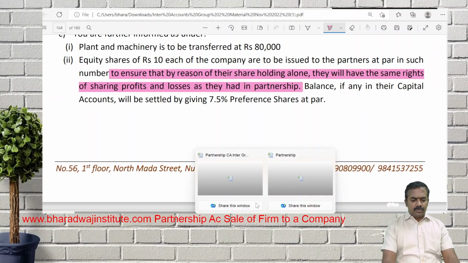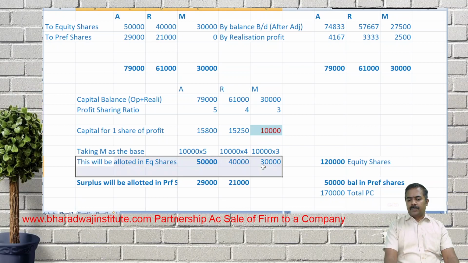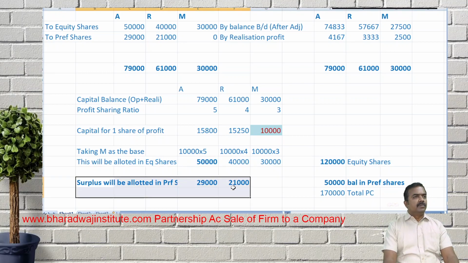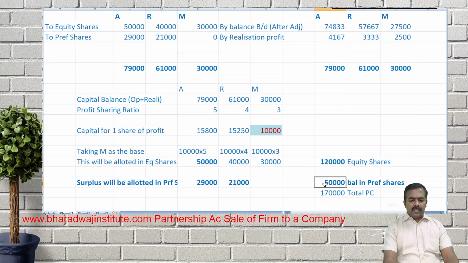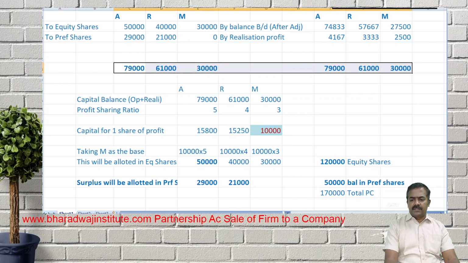We do not know. So, like the piecemeal distribution method we discussed, where we work out capital for one share of profit, taking the lowest as a base, we work out the required capital. This required capital is like a fixed capital that will be allotted in which ratio? Equity shares. The surplus will be allotted in the form of preference share. So 1,20,000 in equity share, 50,000 in preference share. Total makes it to 1,70,000. So distribute equity share in the profit sharing ratio, and pay the surplus in preference share. You will find the total of the capital account also tallies.